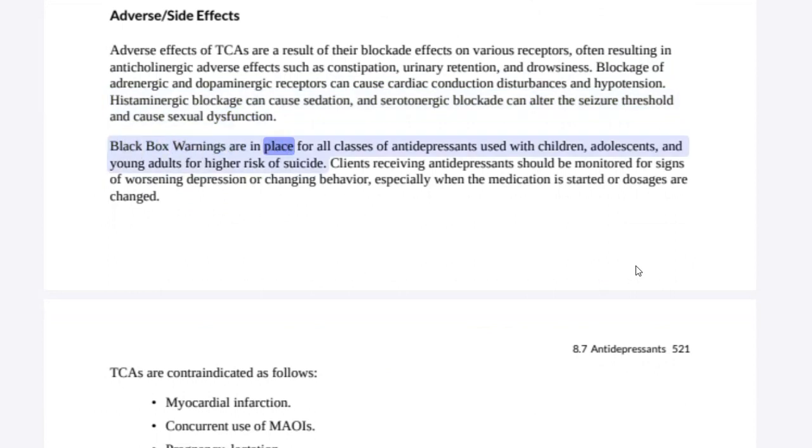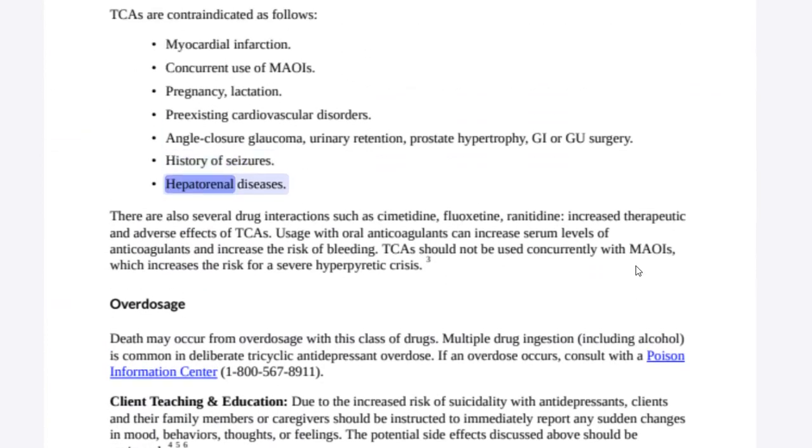Black box warnings are in place for all classes of antidepressants used with children, adolescents, and young adults for higher risk of suicide. Clients receiving antidepressants should be monitored for signs of worsening depression or changing behavior, especially when the medication is started or dosages are changed. TCAs are contraindicated as follows: myocardial infarction, concurrent use of MAOIs, pregnancy, lactation, pre-existing cardiovascular disorders, angle closure glaucoma, urinary retention, prostate hypertrophy, GI or GU surgery. History of seizures. Hepatorenal diseases.